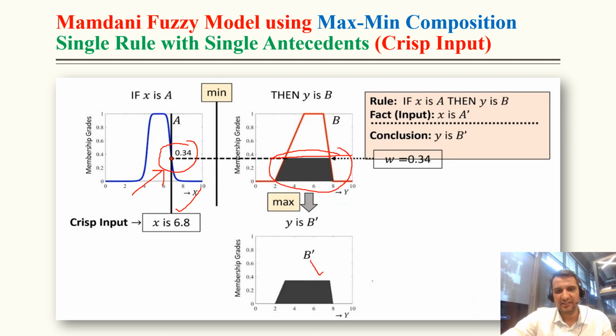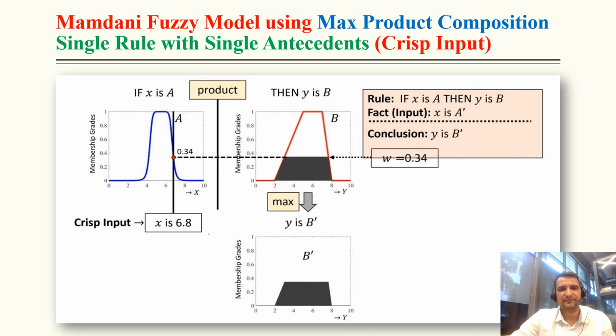So this is B dash. Next, max product, same question, and 0.34 crisp input. This line is cutting at this particular point, so this will be our final answer. And this is the B dash.